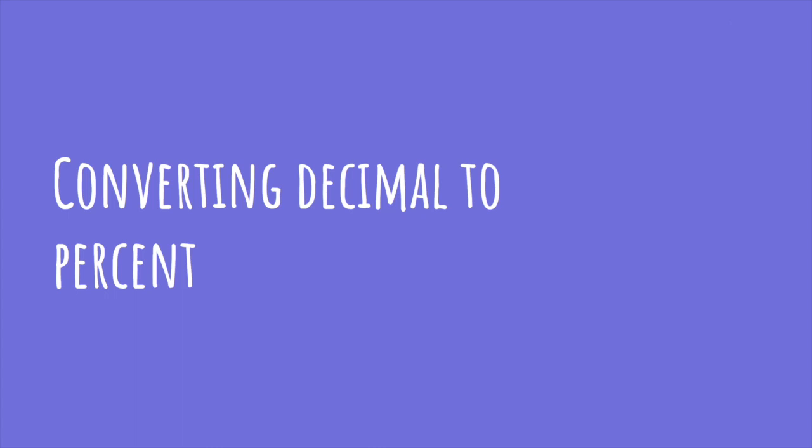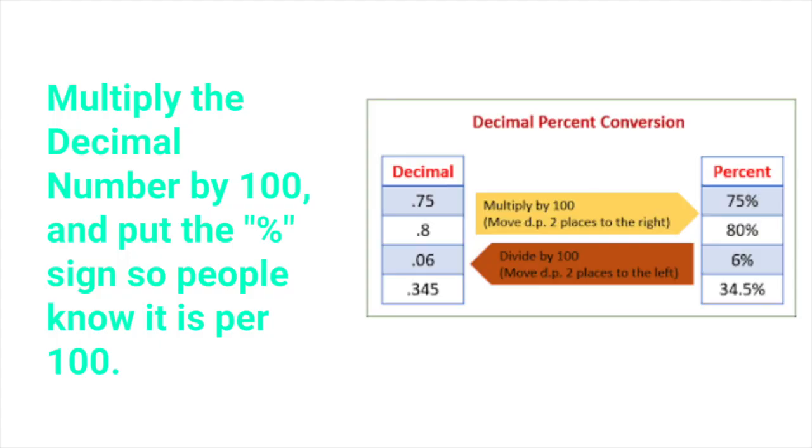Next, we will learn about converting decimals to percents. Next, we will go over how to convert from decimals to percent. To convert, you simply multiply the decimal number by 100, and then you put the percent sign so people know it is per 100. If you look at our examples, 0.75 is simply 75%, and 0.8 is 80%.